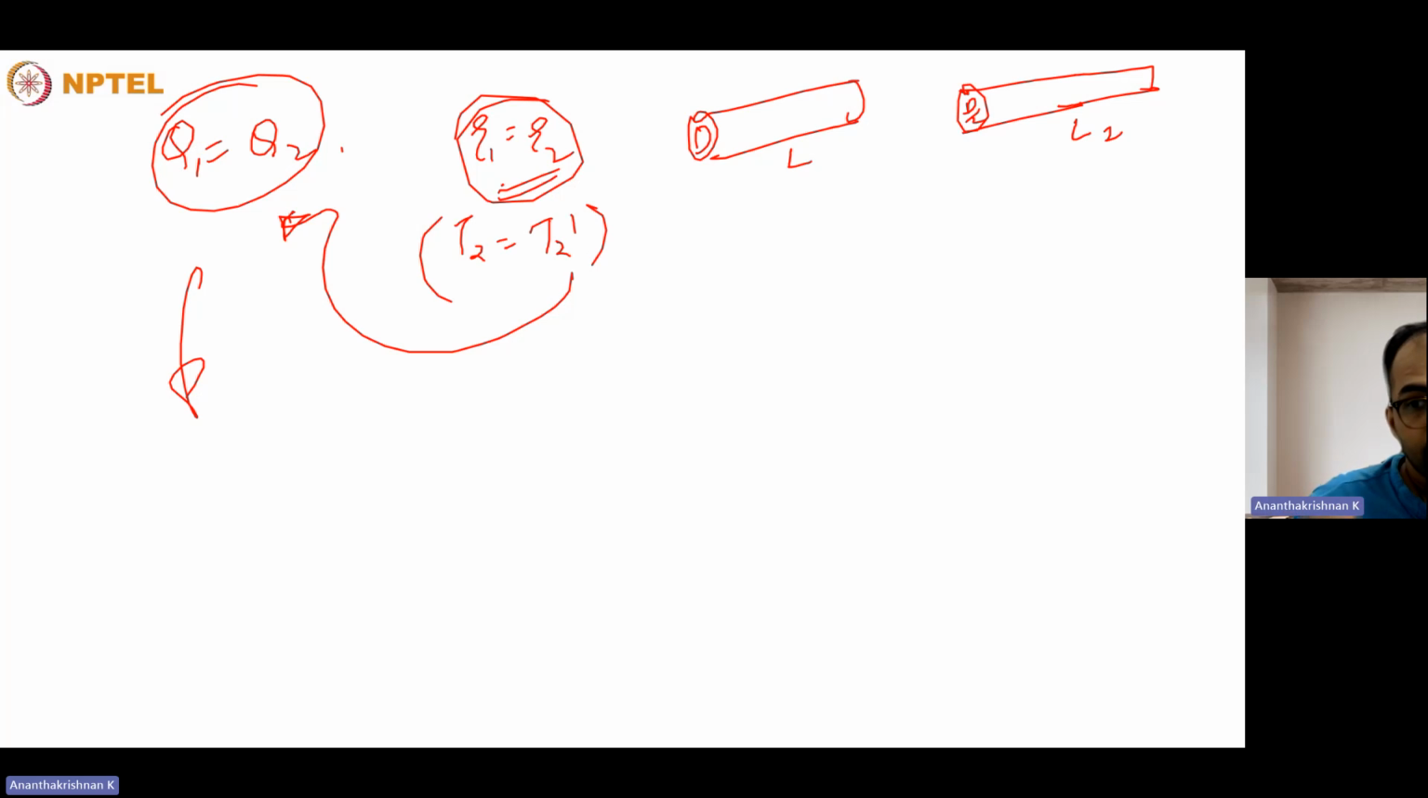So we need to calculate the value of the new length as well. So how will we calculate the new length? We need to determine the new temperatures and the length that is associated in this picture.